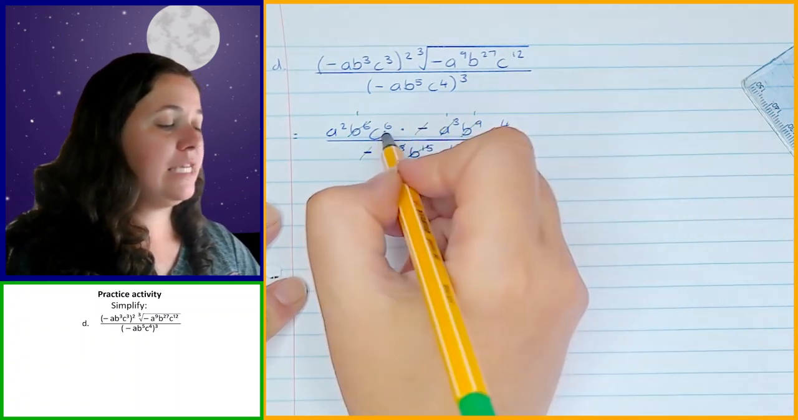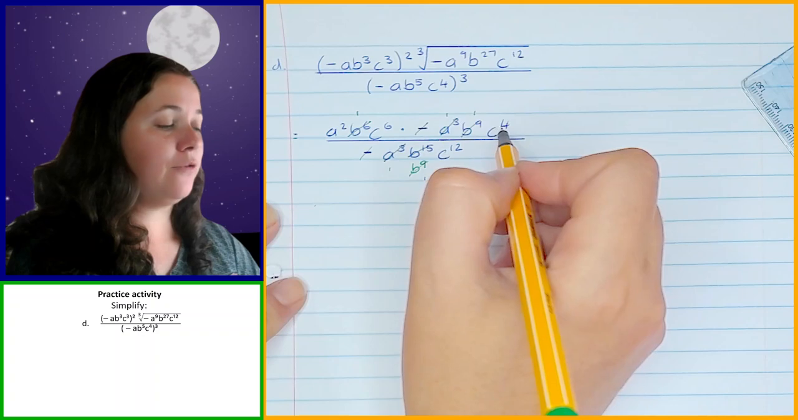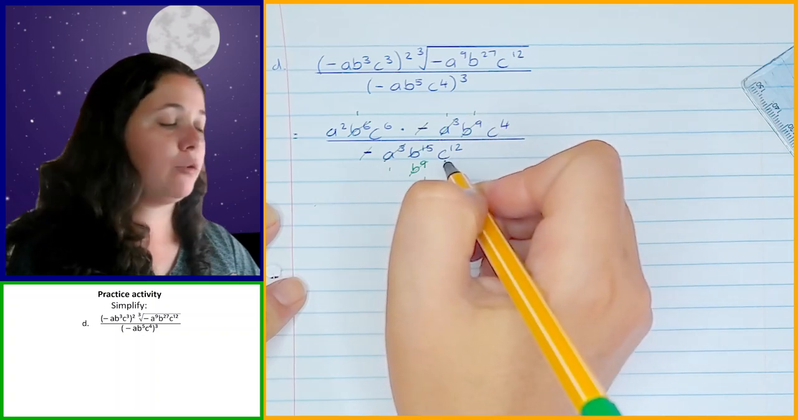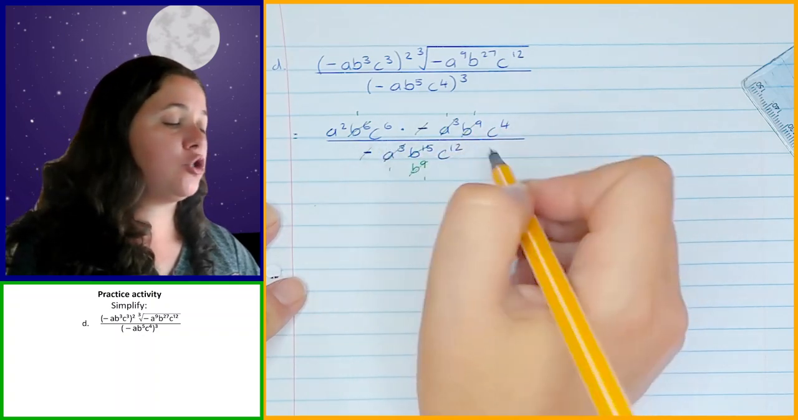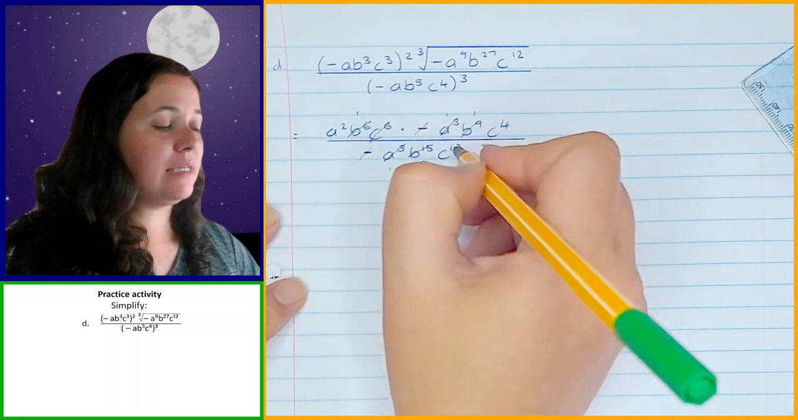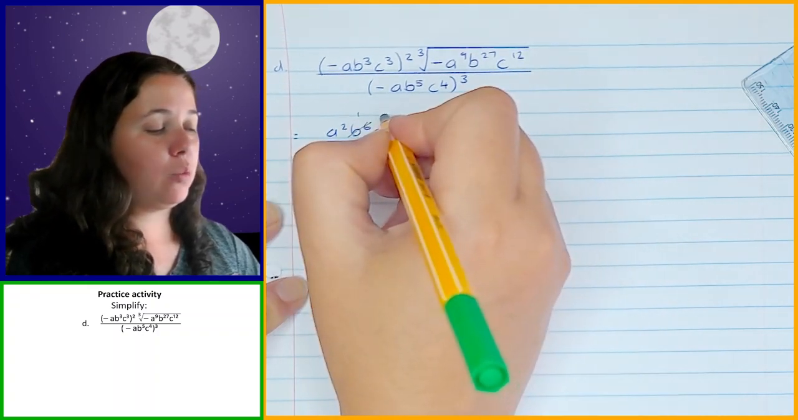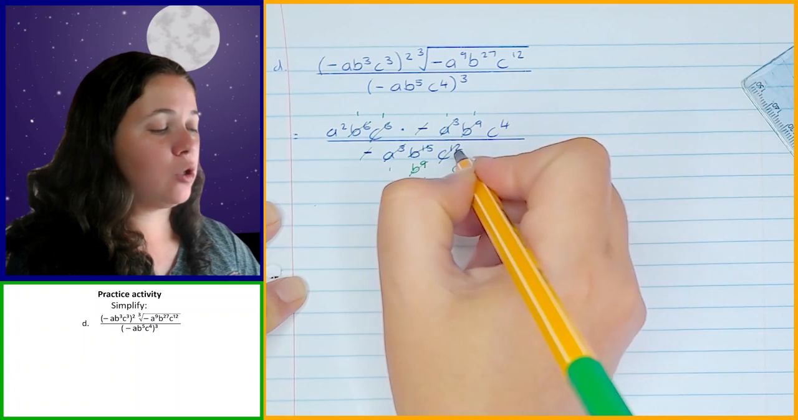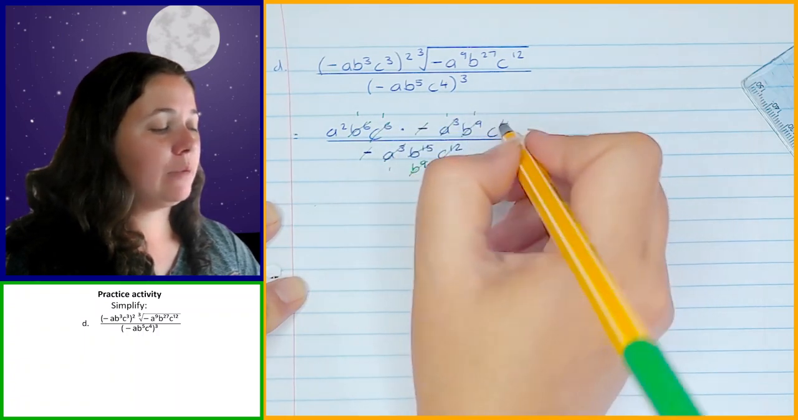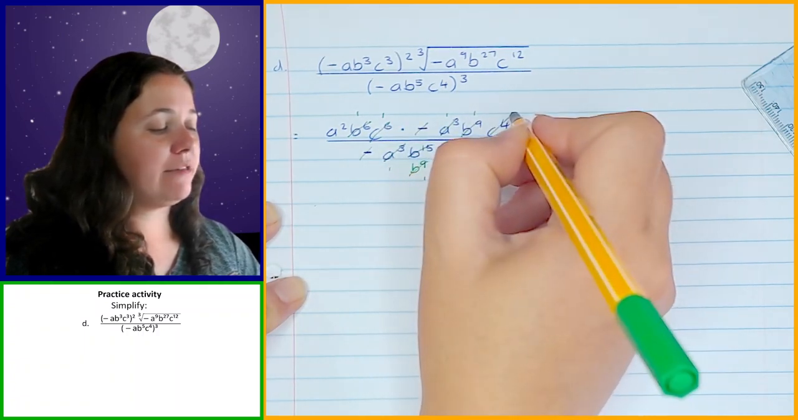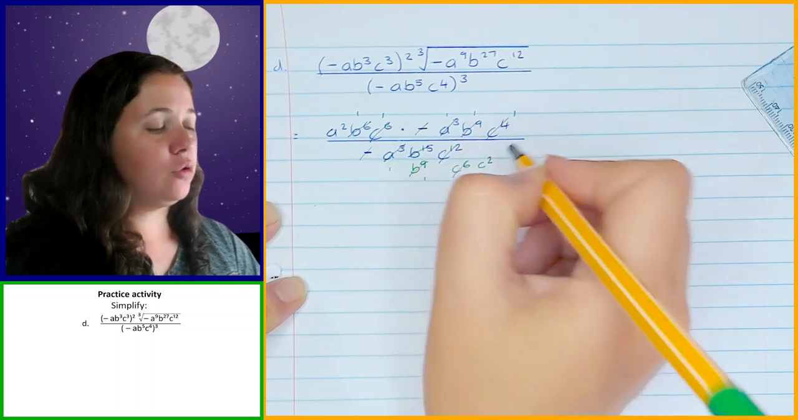Then I've got c to the power of 6 and c to the power of 4 at the top and c to the power of 12 at the bottom. Again, I'm going to have to do it in two parts here. So I've got c to the power of 6, c to the power of 12. That gives me 1, and c to the power of 6. 12 minus 6 is 6. Then I'm going to simplify this over here. That gives me 1 and c to the power of 2, or c squared.